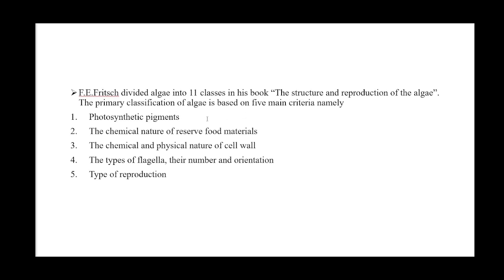The primary classification of algae is based on 5 main criteria, and those are photosynthetic pigments, the chemical nature of reserve food materials, the chemical and physical nature of the cell wall, the types of flagella, their number and orientation, and the type of reproduction. So based on these 5 criteria, algae are divided into 11 classes.